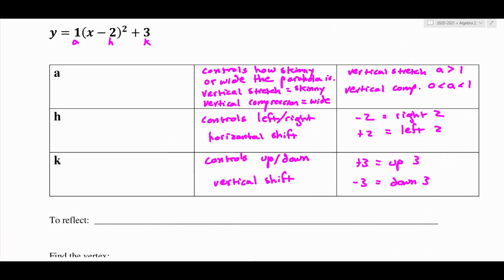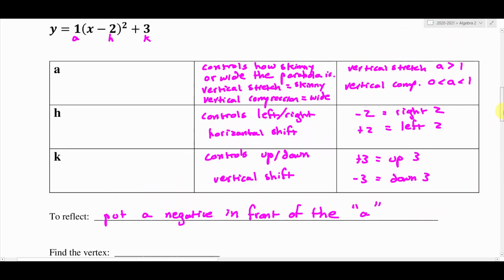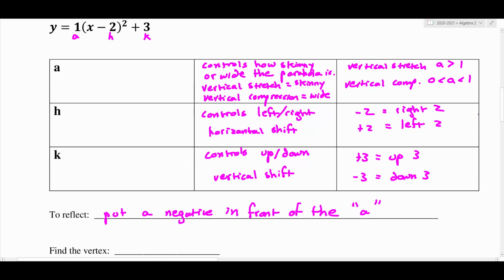Okay, so I'm going to go back here, and I'm going to write in how do I reflect. All right, we just put a negative in front of the a. That's all there is to reflecting. All right. Now, the next thing they want us to do is they want us to find the vertex.